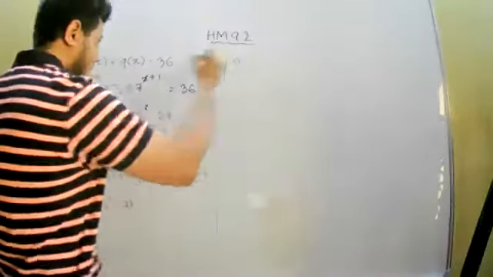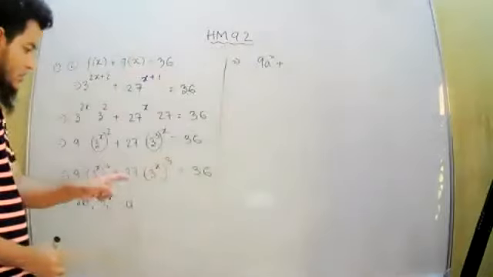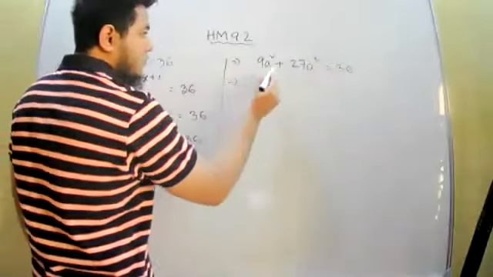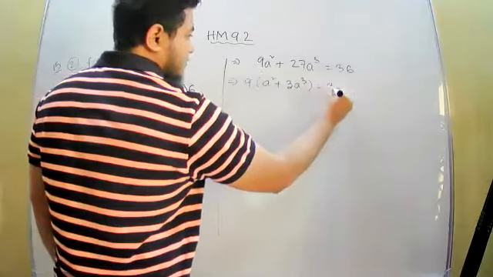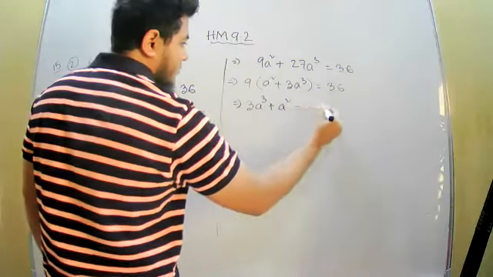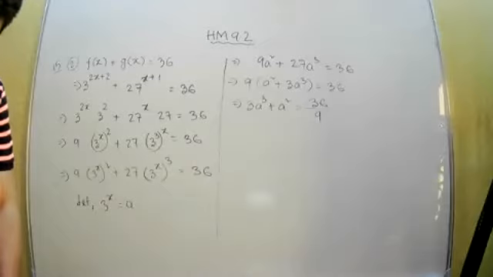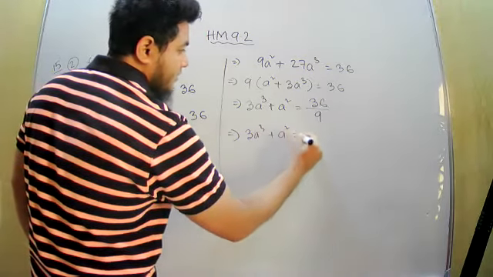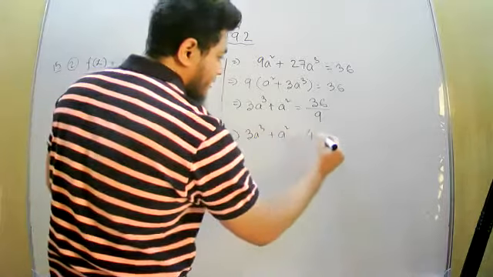So then our given line will become 9a square plus 27a cube is equal to 36. So I can take 9 common from here. So it will be a square plus 3a cube is equal to 36 divided by 9. If I write the greater power first, 3a cube plus a square is equal to 4. Now this 4, if I change the side, then what will happen? It will become minus 4 is equal to 0.